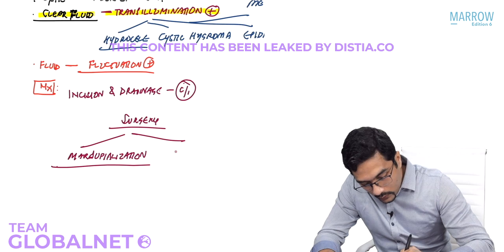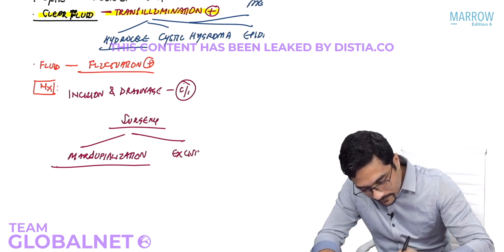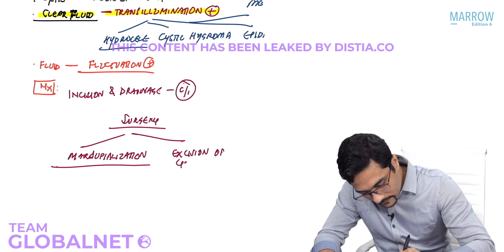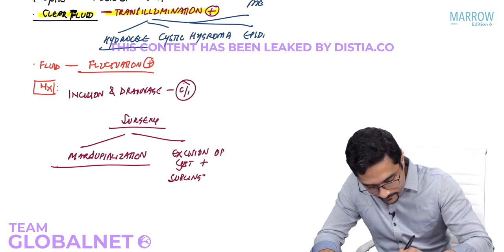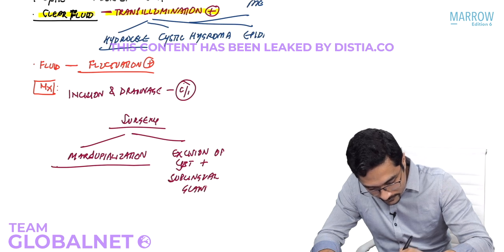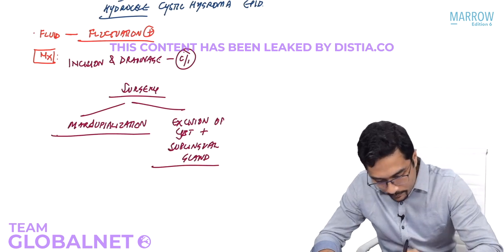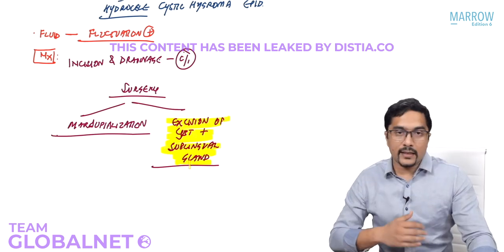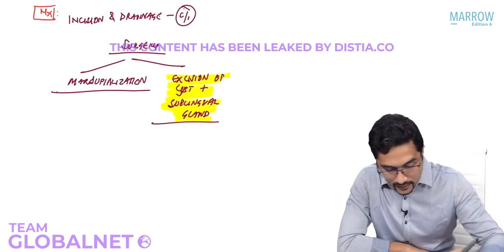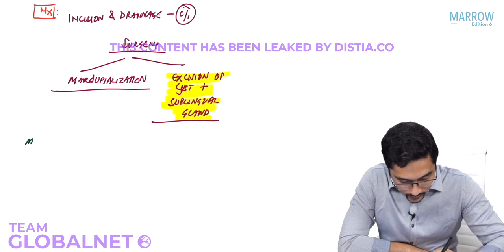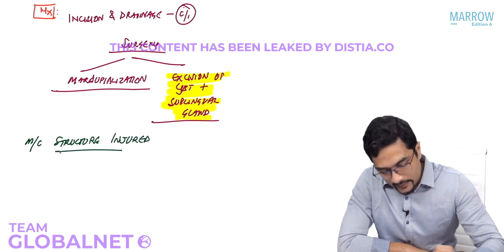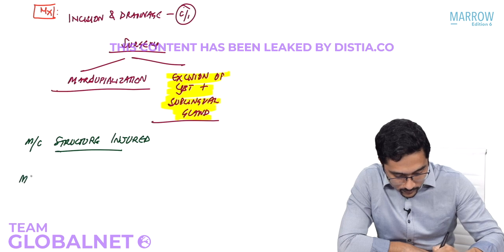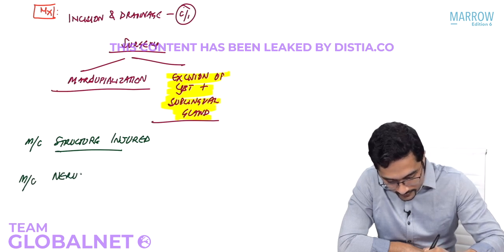Right? Or we can do excision of cyst, or we can do excision of cyst plus the sublingual gland. This is the preferred treatment option, excision of cyst and the sublingual gland. Two more questions which have been asked in the exam. What is the most common structure injured, and which is the most common nerve injured during ranula surgery.